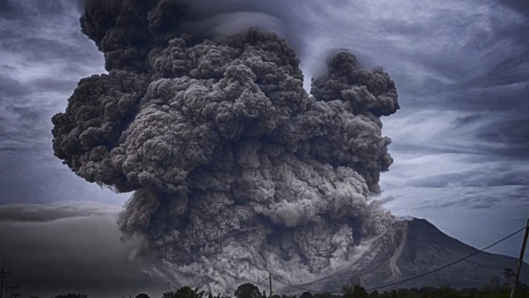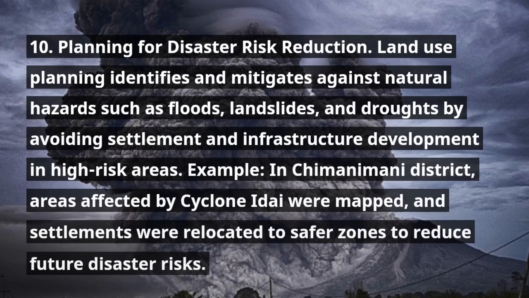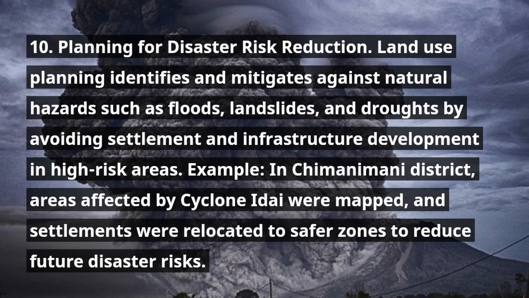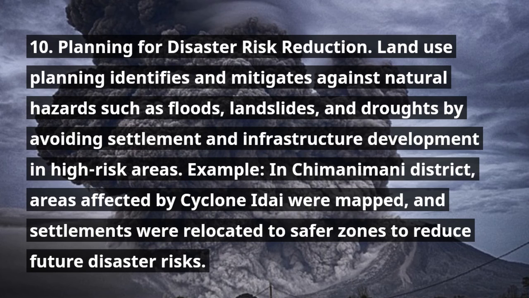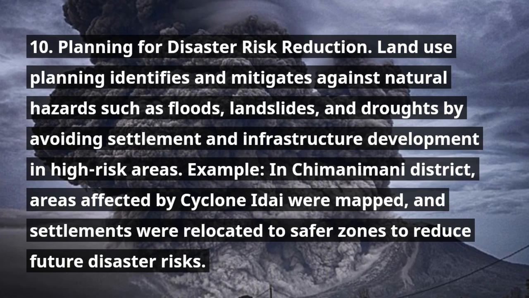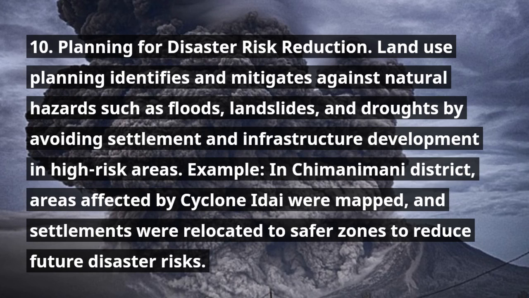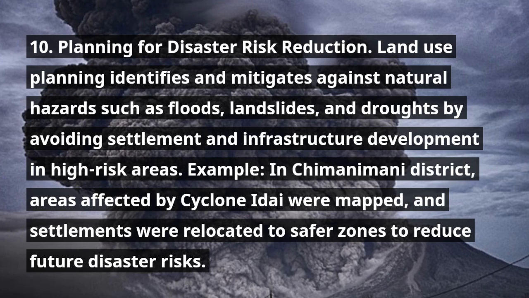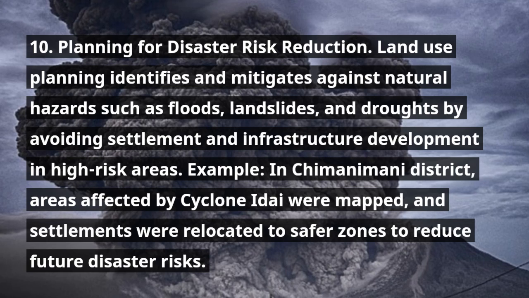10. Planning for disaster risk reduction. Land use planning identifies and mitigates against natural hazards such as floods, landslides, and droughts by avoiding settlement and infrastructure development in high-risk areas. Example: in Chimanimani district, areas affected by Cyclone Idai were mapped, and settlements were relocated to safer zones to reduce future disaster risks.